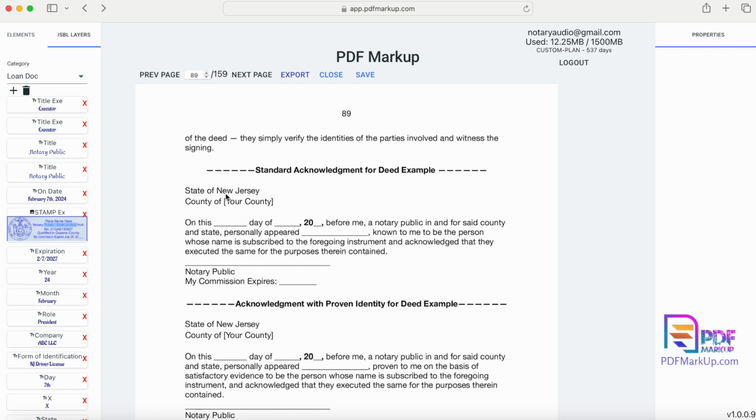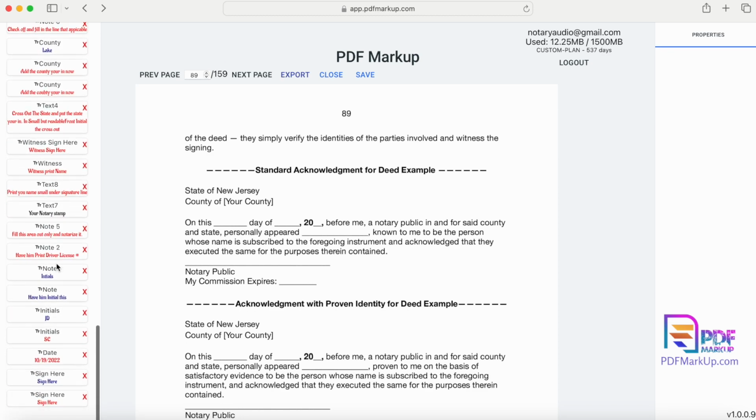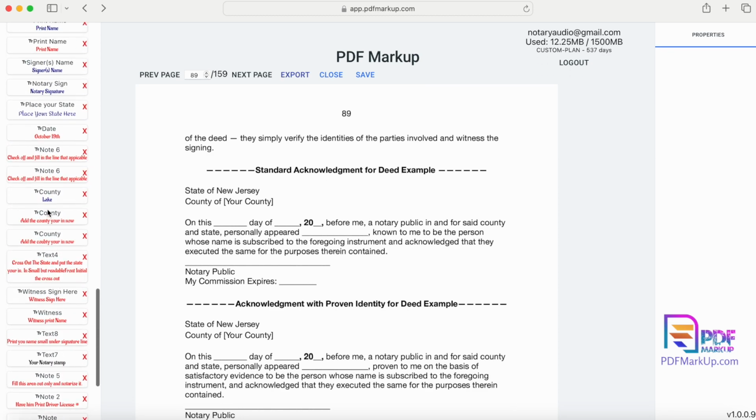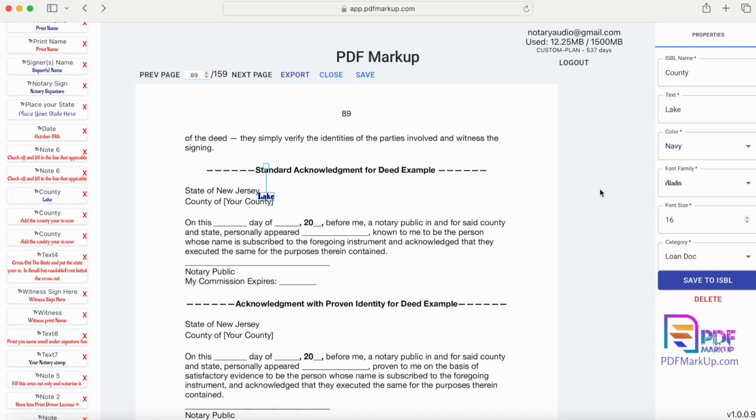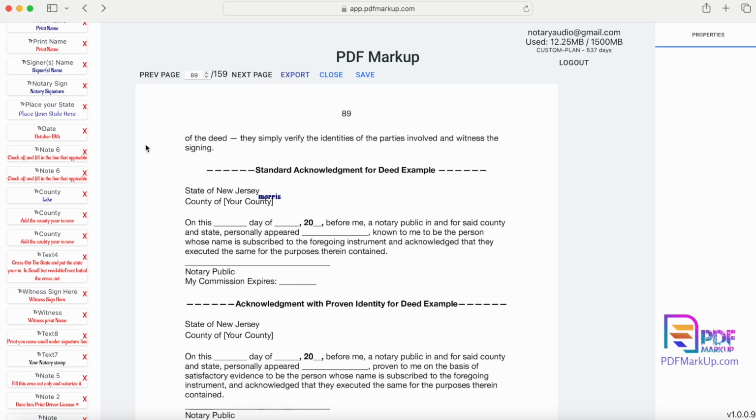All right, so then we have state of. We put the state of. Let's say this one is a New Jersey one, actually. So state of New Jersey. County of. You put the county that you're in in New Jersey. And so we're going to put Lake. There is no Lake County in New Jersey. So you're going to put the county where you are, which say Morristown. Let's do Morristown. Let's just write that out and put it right. Morris County.